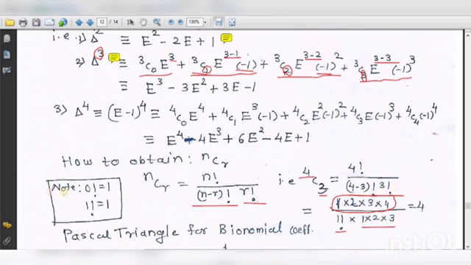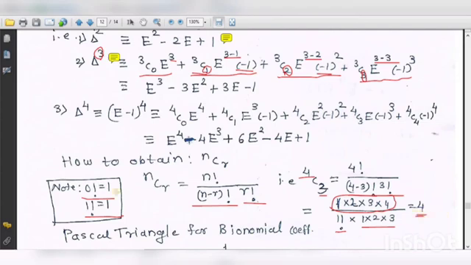Now these two important things you always have to remember in factorial notation: 0 factorial is always 1 and 1 factorial is also 1, because 1 factorial is the product of the first 1 numbers, which is only 1. This 0 factorial is very important; we always consider the value of 0 factorial as 1. Now cancelling 1, 2, 3, what is the answer? 4.